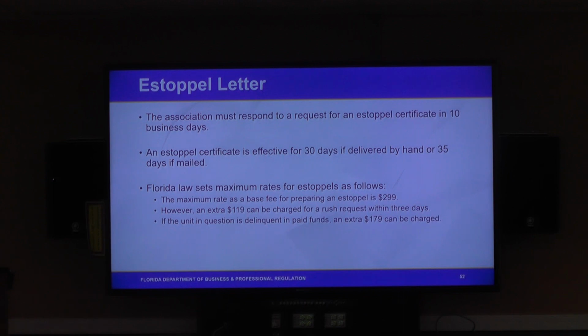Estoppel letter. The association must respond to requests for an estoppel certificate in 10 business days. An estoppel certificate is effective for 30 days if delivered by hand, or 35 days if mailed. The statute sets maximum rates for estoppel as follows. The maximum base fee for preparing an estoppel is $299. However, if the request is expedited within 3 days, there will be an extra $119. Or if the unit in question is delinquent in payment, an extra $179 can be charged.